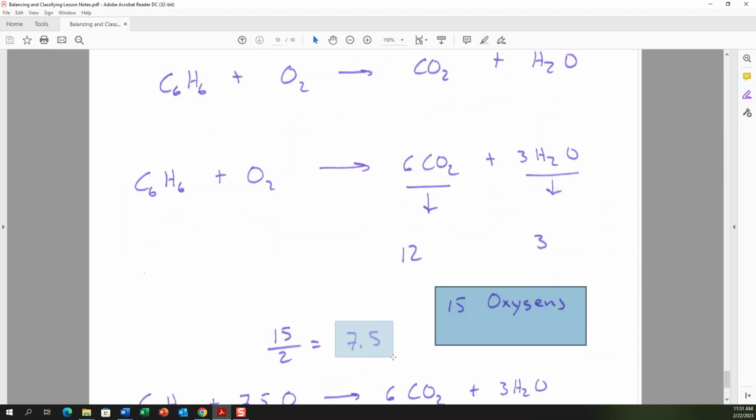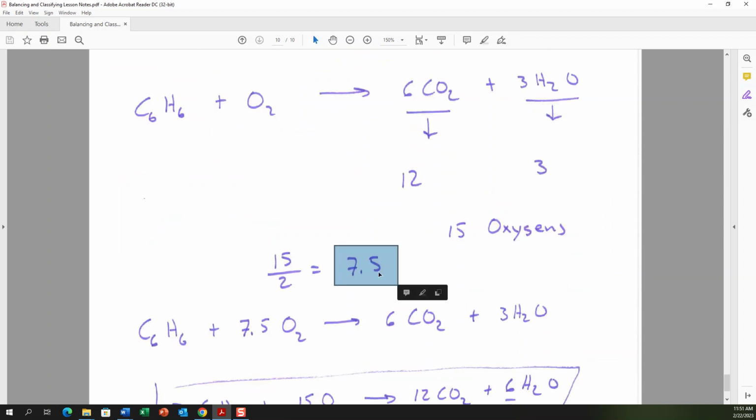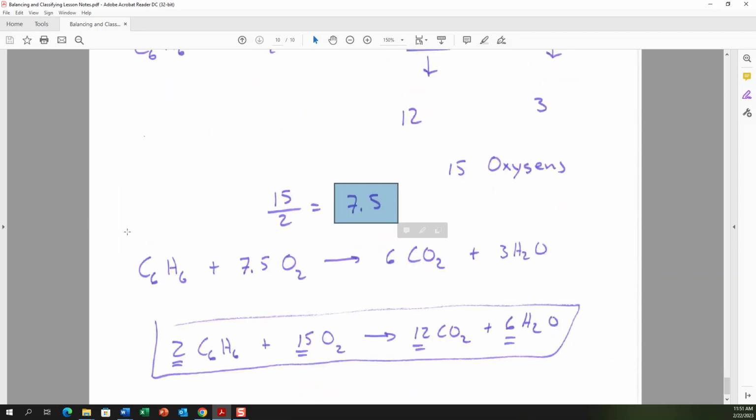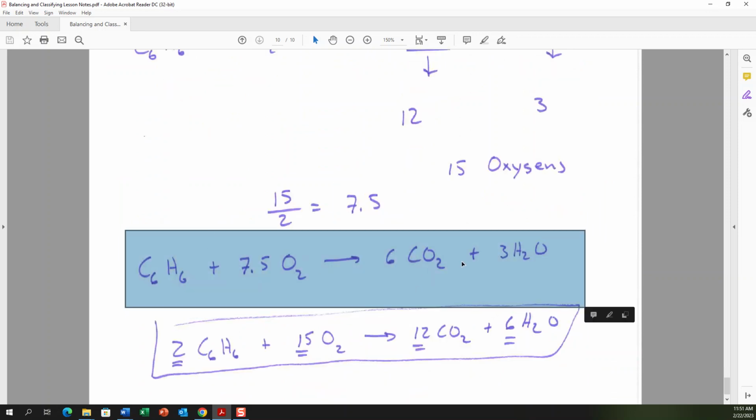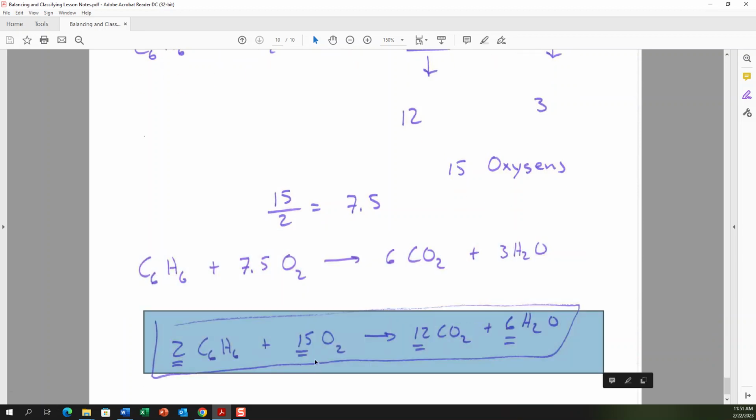I'm going to divide that by 2. That's 7.5. That's going to be my coefficient for O2. So this equation is balanced. It's just not properly balanced. To properly balance, you got to get rid of any decimals or fractions. So how do we get rid of 7.5? We double every coefficient. So if I double this, this was 1, so now it's a 2. Double this is a 15. I double this, that's a 12. And I double that, that's a 6. So this is my final balanced equation for that reaction.